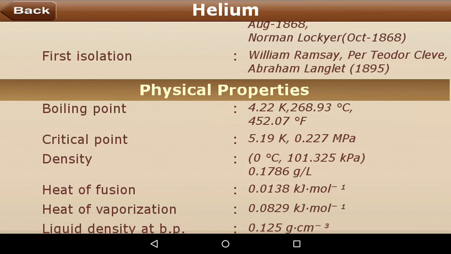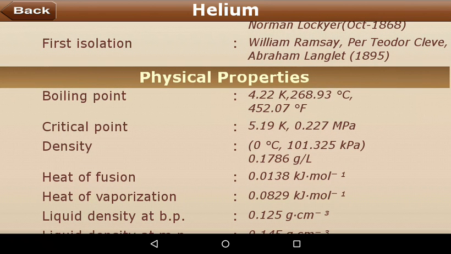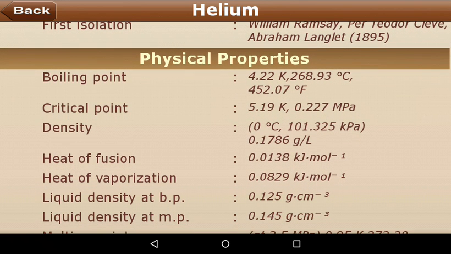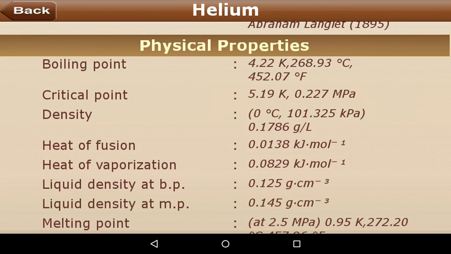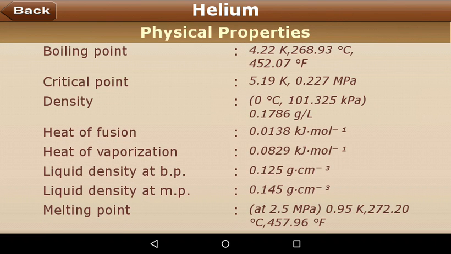Now you can read more on it, but we just want to have a glance at the physical properties again. It has a boiling point of 4.22 Kelvin. Converted to degrees Celsius, that gives you minus 268.93 degrees Celsius. And in Fahrenheit, it is minus 452.07 Fahrenheit.